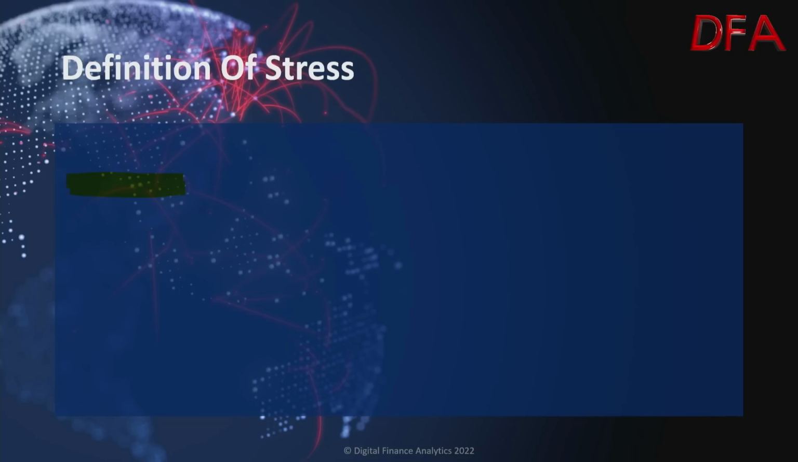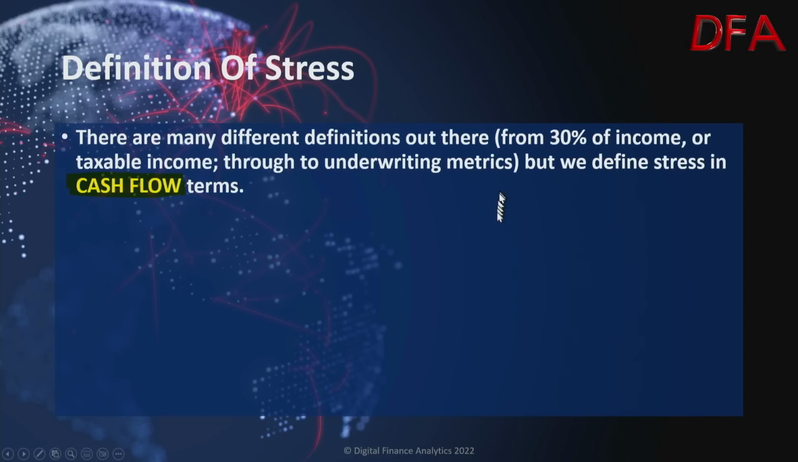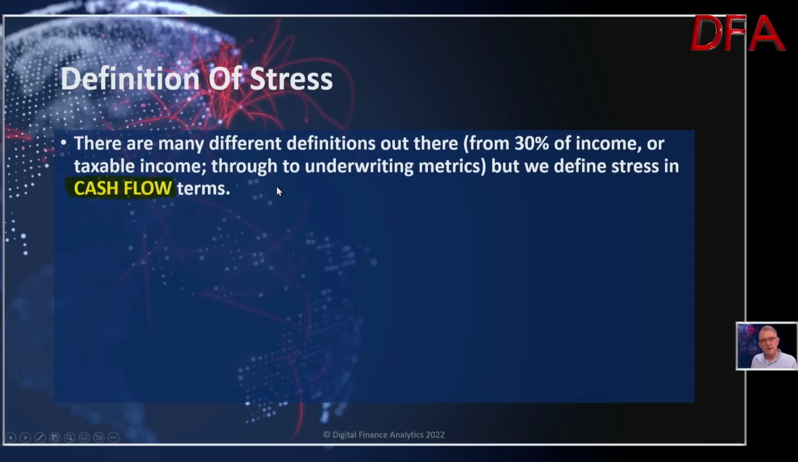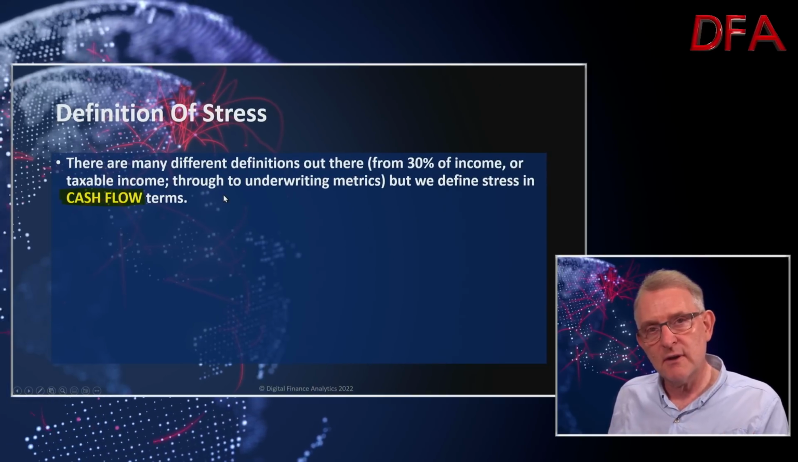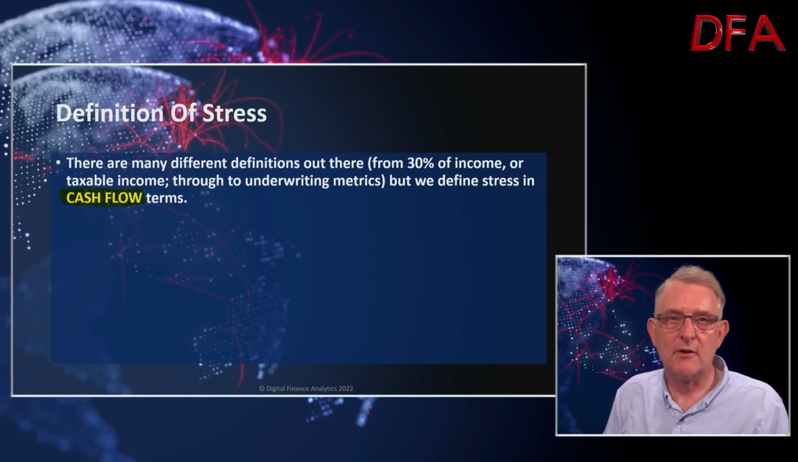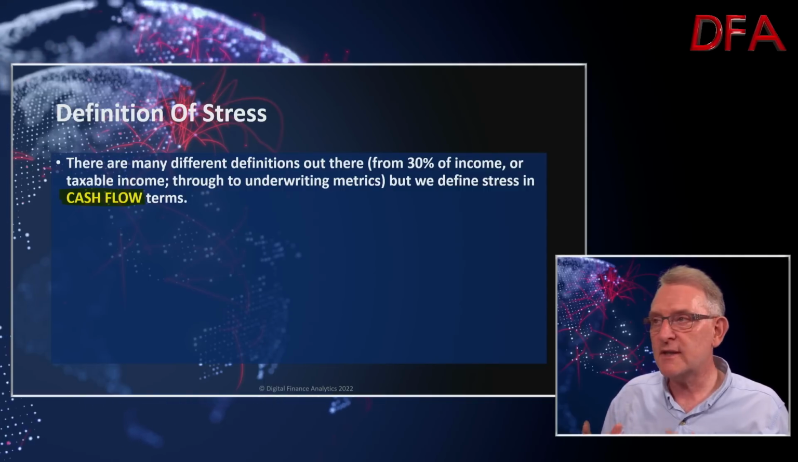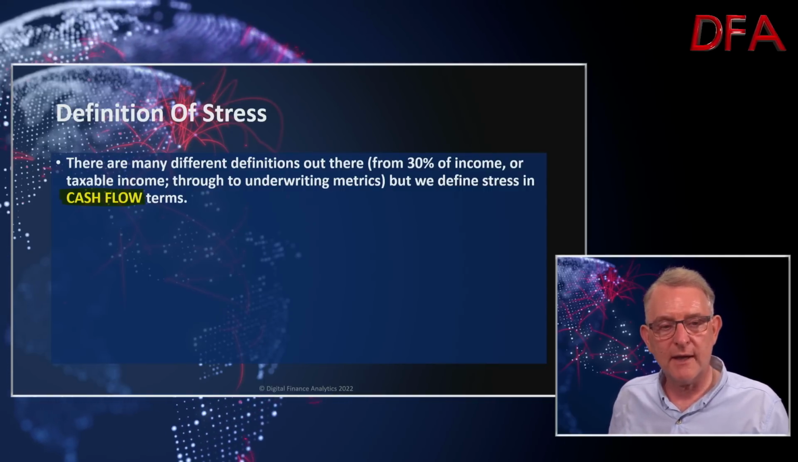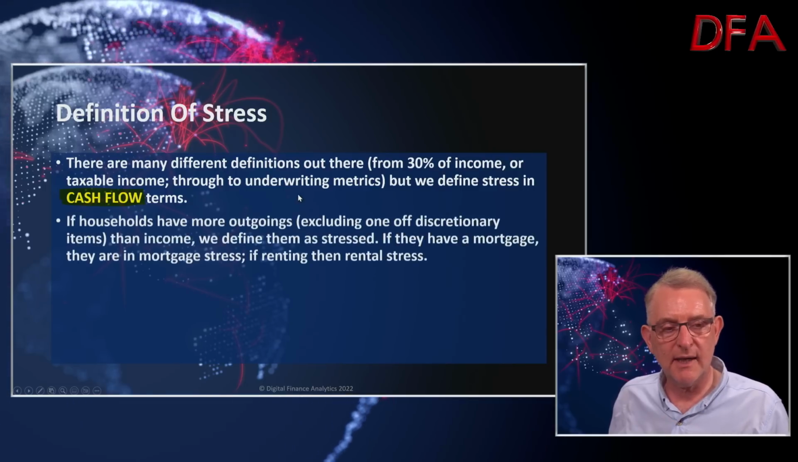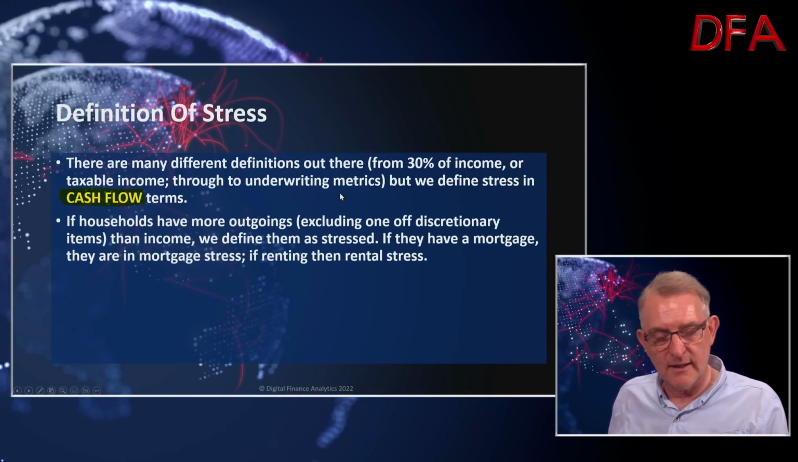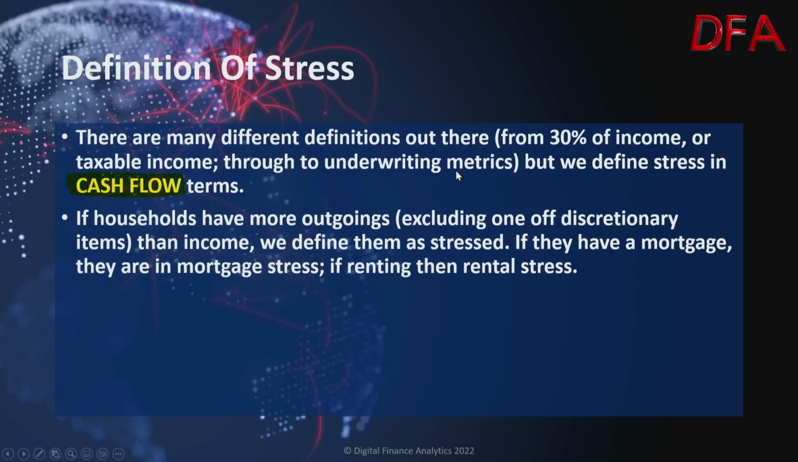All right, now let's talk about mortgage stress and the definition of stress. There are many different definitions, of course, but I use a cash flow measure: money in, money out. That's really important these days because it means I'm thinking about not only the mortgage, but the other costs. We know the inflation rate is very high, and the cost of vegetables and other non-discretionary items are all there. So this is quite an important way of thinking about it. In cash flow terms, money in, money out, if households have more outgoings, excluding one-off discretionary items, than income, then we define them as stressed.